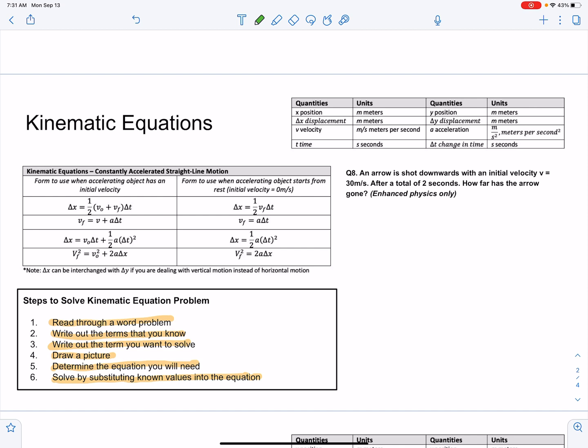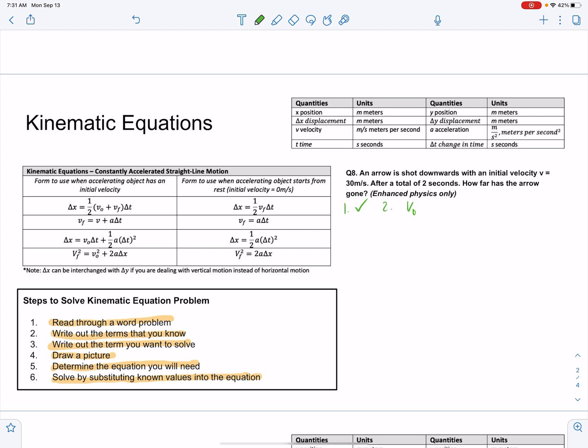This is question 8 on page 7. An arrow is shot downwards with an initial velocity v equals 30 meters per second. After a total of 2 seconds, how far has the arrow gone? All right, so step 1, we've read through the problem. Step 2, we're going to go ahead and write out the terms we know.